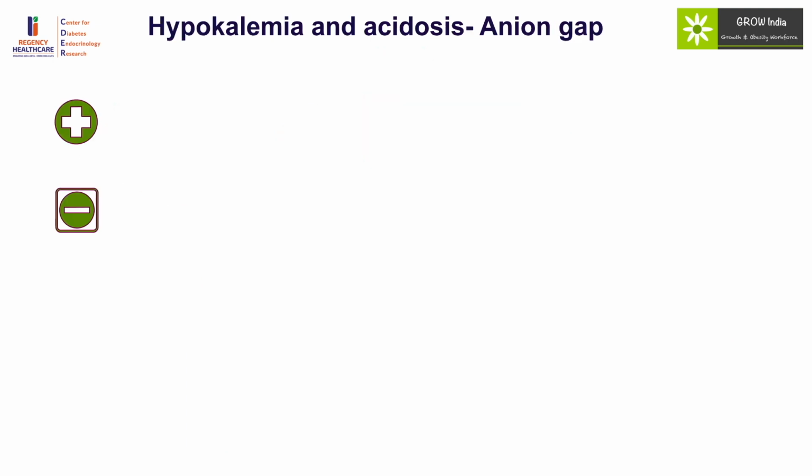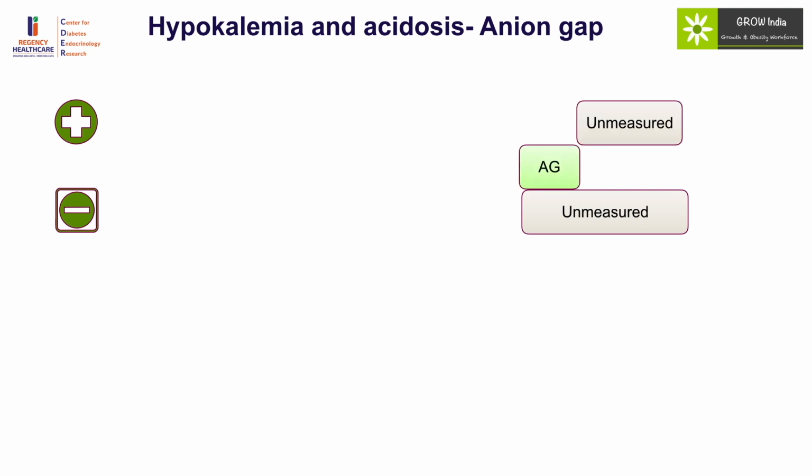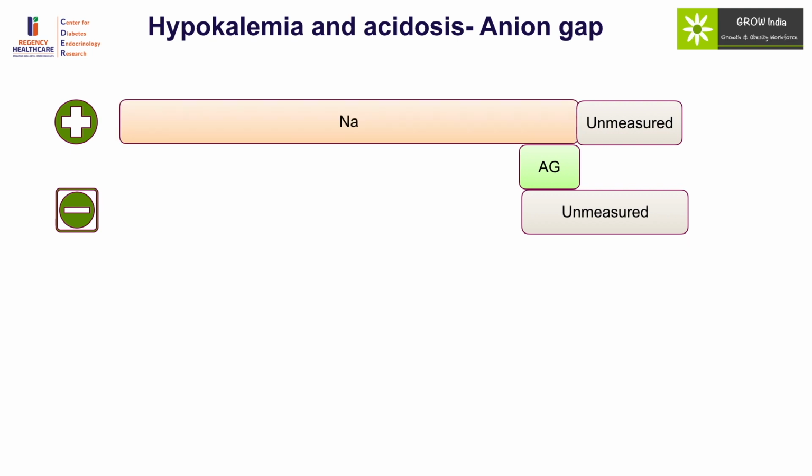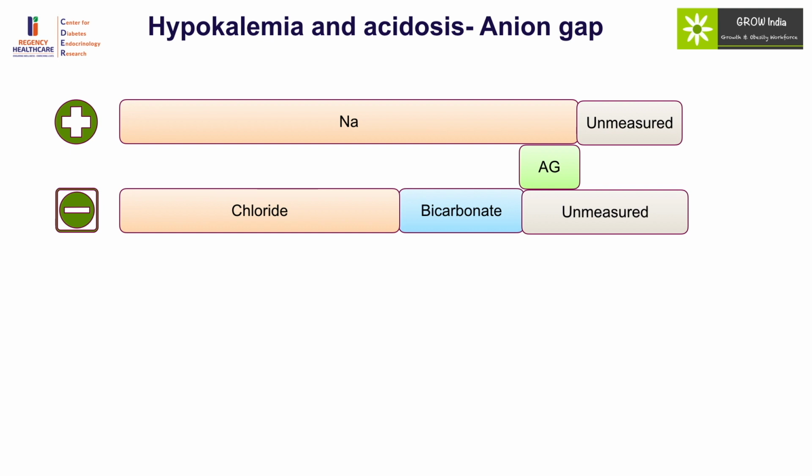As discussed, most situations of hypokalemia are associated with metabolic alkalosis. Hypokalemia with acidosis, however, is a rare situation and should prompt the possibility of renal tubular acidosis, wherein anion gap becomes extremely important. In simple terms, anion gap is the difference between unmeasured anions, or the unmeasured negative ions, and unmeasured positive ions. In clinical terms, this is the difference between the measured positive ion, sodium, and measured negative ions, chloride and bicarbonate. Under normal situations, it's 10 to 12 millimoles per liter.